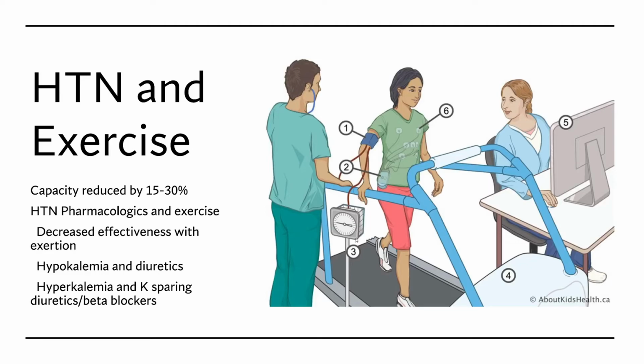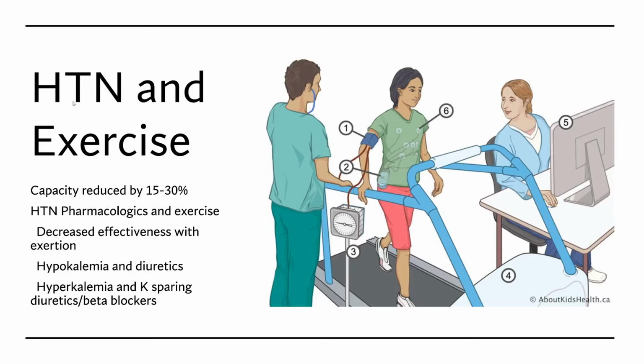Hypertension and exercise. Generally speaking, exercise capacity is reduced by 15 to 30%, even if they don't really have hypertensive symptoms or other myocardial ischemia symptoms. Just assume there's going to be a decreased capacity. Now, you have to look at more than just what their blood pressure is to determine if they have hypertension, because they may have had severe hypertension that's controlled by medication. So you check their blood pressure, they're in the normal range, but they still have a diagnosis of hypertension.